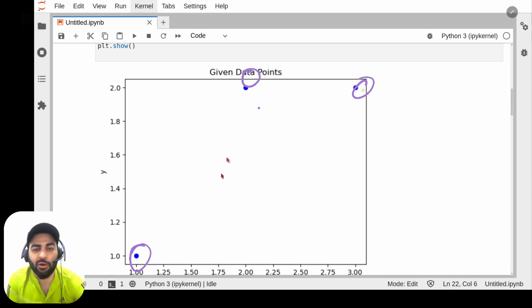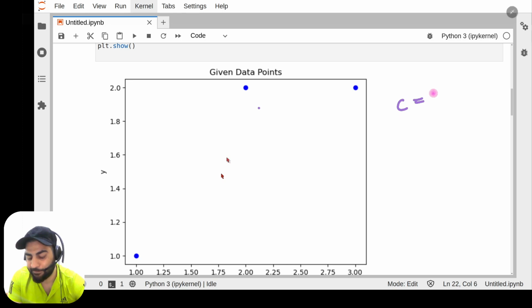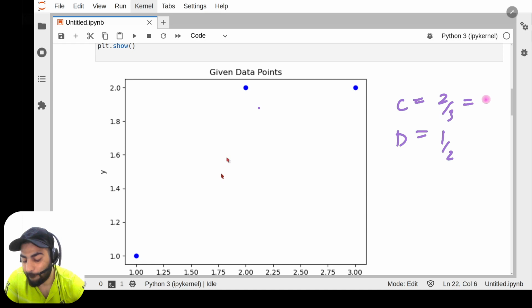So on these points I wanted to train, on this point, on this point, on this point, and on this point. So I got the parameters. If you remember, C is equal to, and D. C was our intercept, which was I think 2 by 3, and D was 1 by 2. So this is nearly 0.666 if you see it, and this is 0.5.